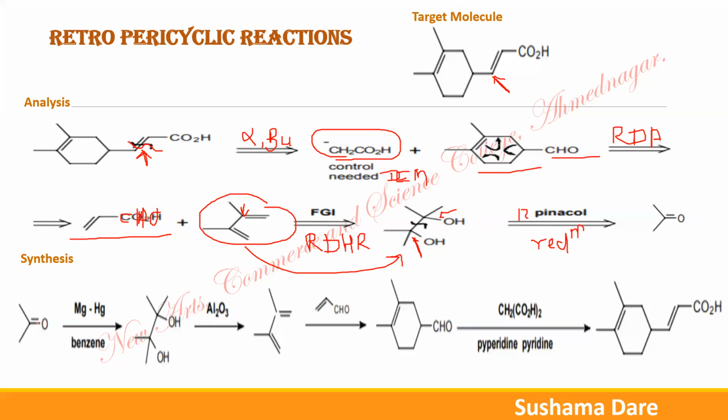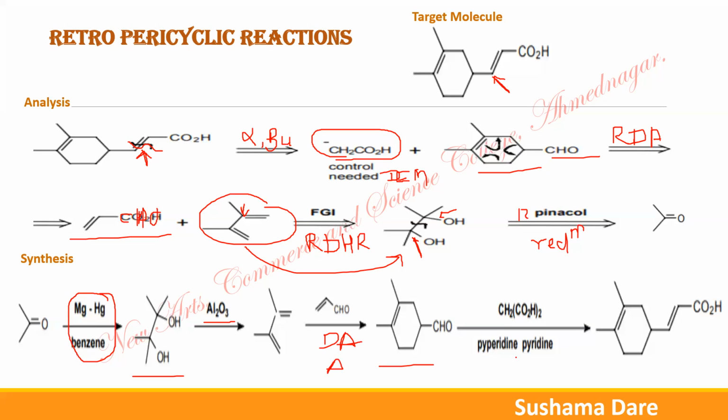So look at the synthesis. Acetone is treated with magnesium amalgam in presence of benzene. It gives the diol. Then go for the dehydration reaction using alumina. In presence of alumina, a water molecule is removed and it gives a substituted diene. Then you treat it with the vinyl aldehyde. After this, it gives the Diels-Alder reaction. Write on the arrow, heating. So this is the adduct.